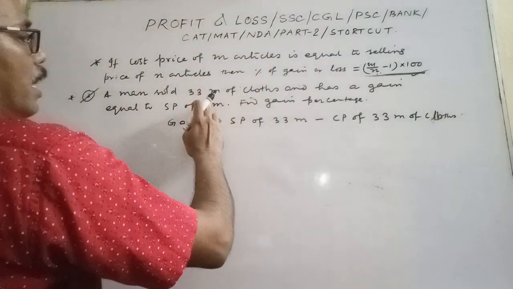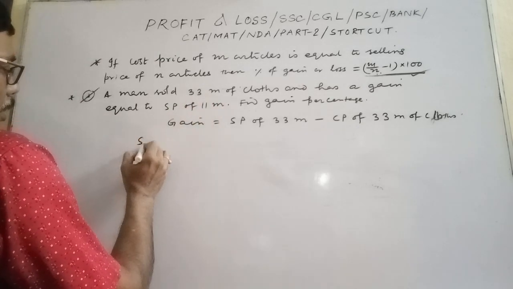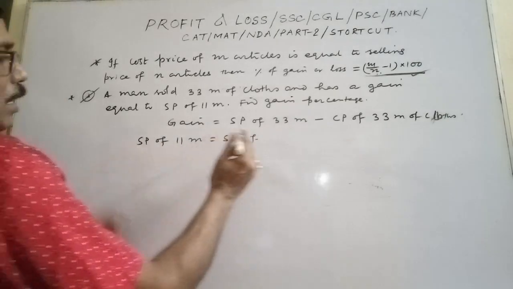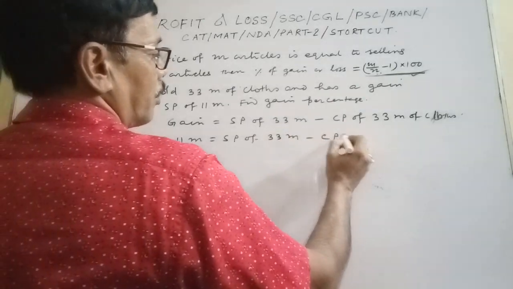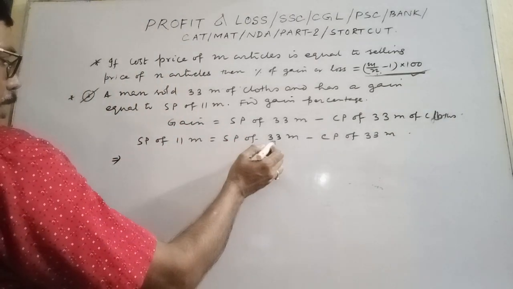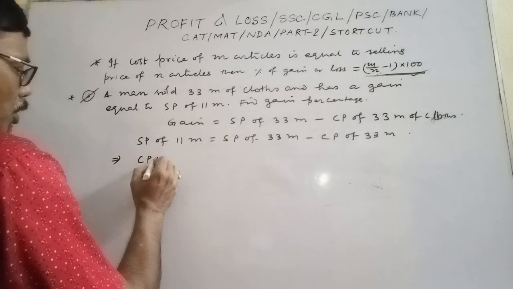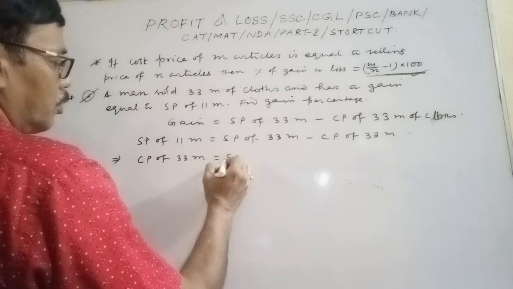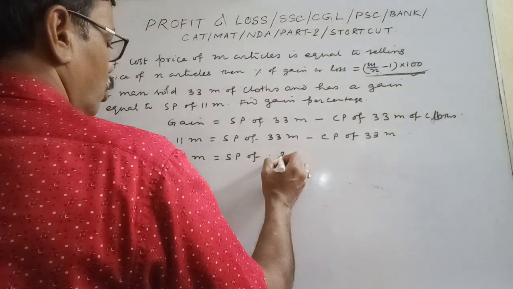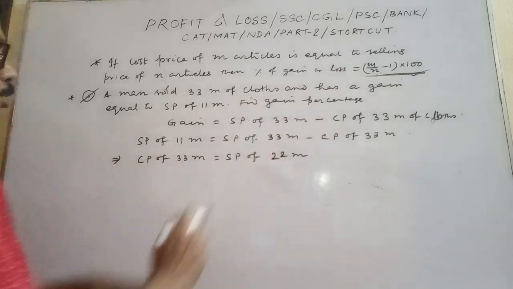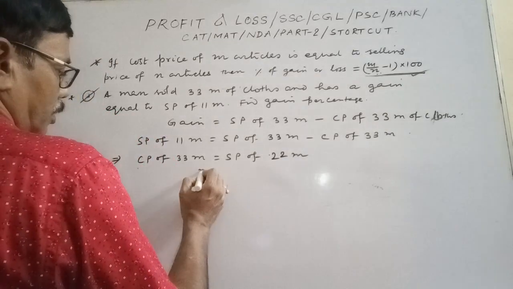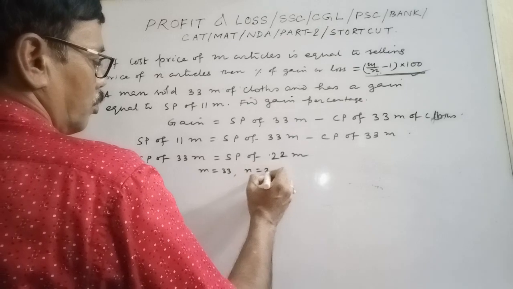Now what is gain? Gain is SP of 11 meters. So SP of 11 meters equals SP of 33 meters minus CP of 33 meters. So CP of 33 meters equals SP of 22 meters. Transferred to this form, now you are getting the previous formula. CP of 33 meters, so M equals 33, N equals 22.